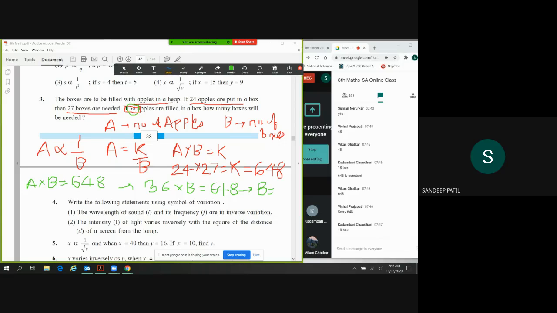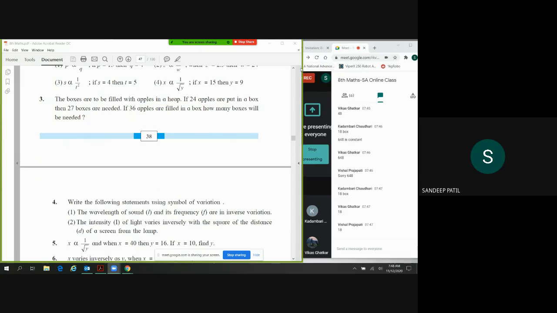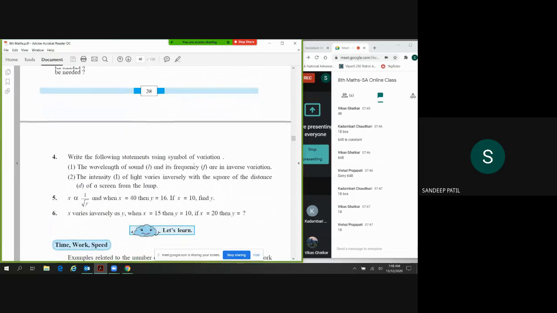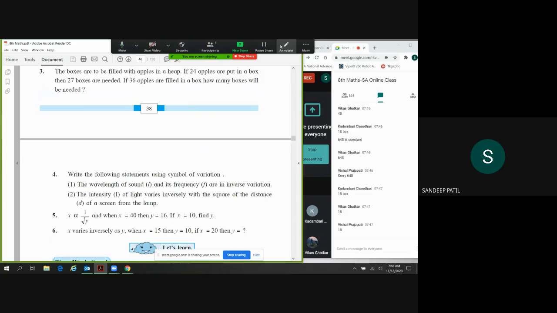Can you write in the chat box? There are 36 apples filled in one box. Then how many total boxes are required? Yes, that's correct. The total number of boxes is 18. Okay, so these are the ways to solve such simple problems in daily life using the inverse variation.